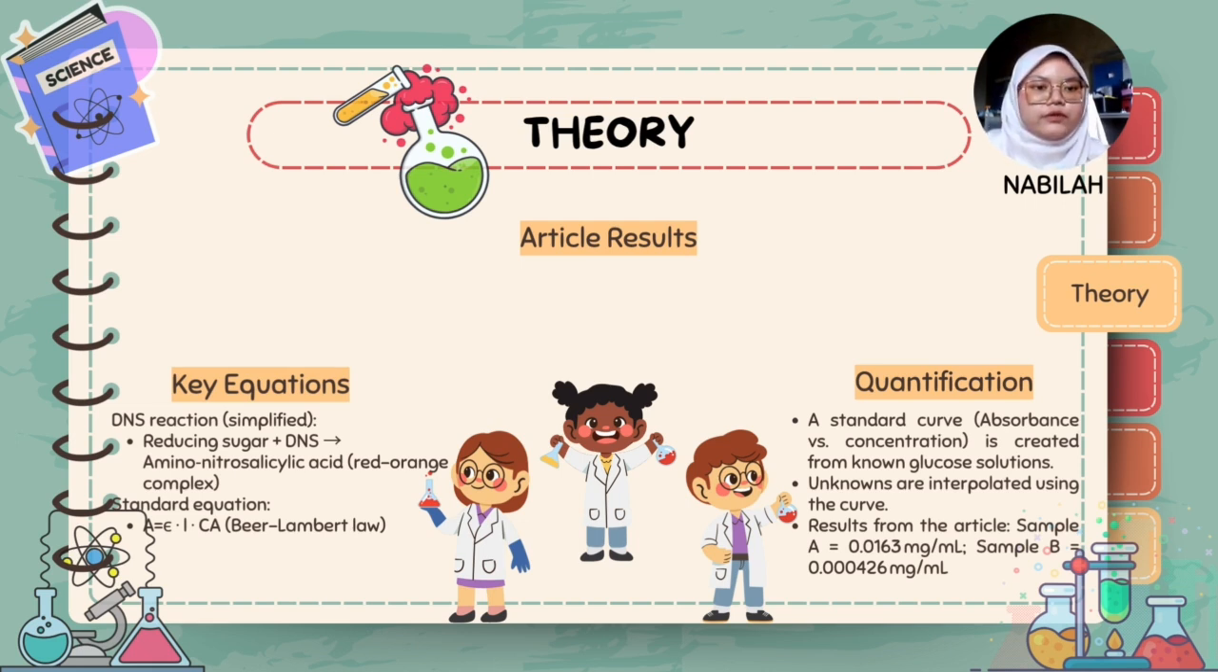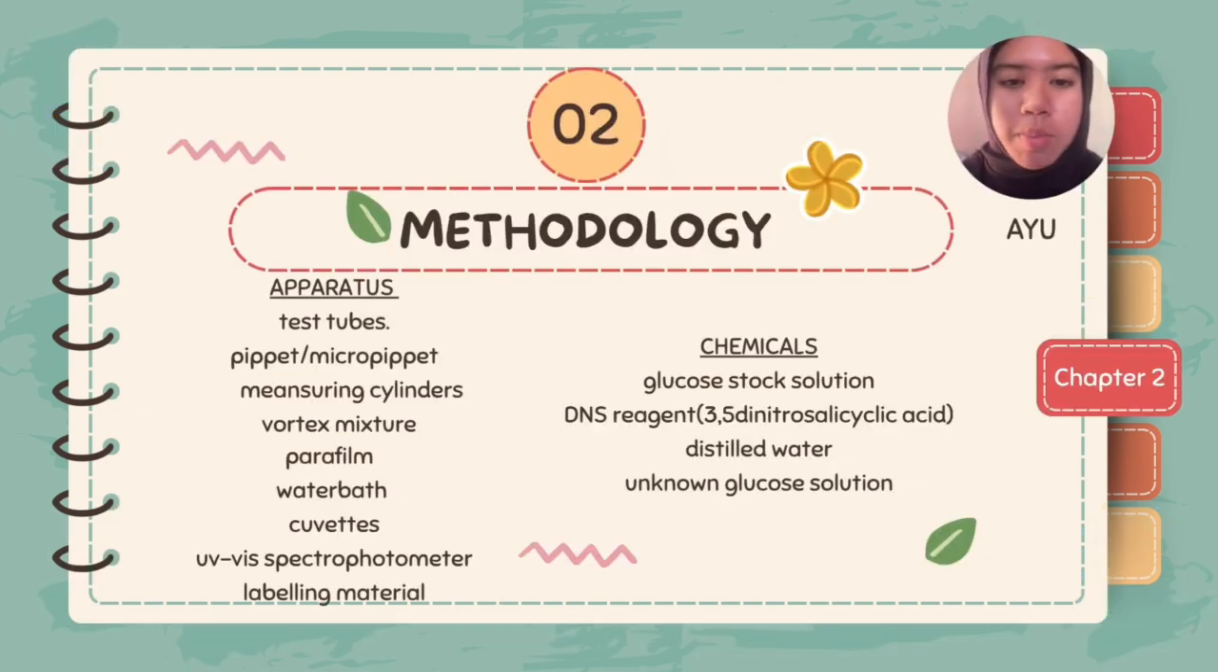And now we look at the quantification. A standard curve, absorbance versus concentration, is created from the known glucose solutions, and unknowns are interpolated using the curve. Results from the article: sample A shows 0.0163 mg per ml, and sample B shows 0.00426 mg per ml.